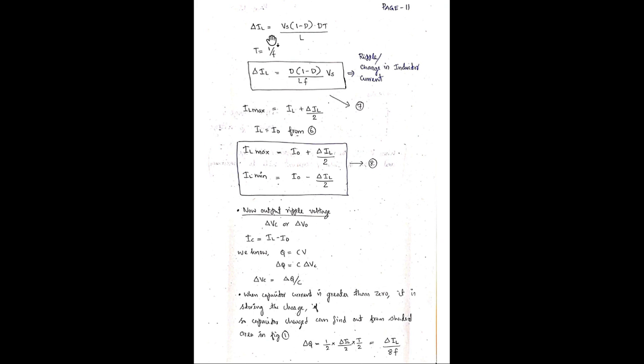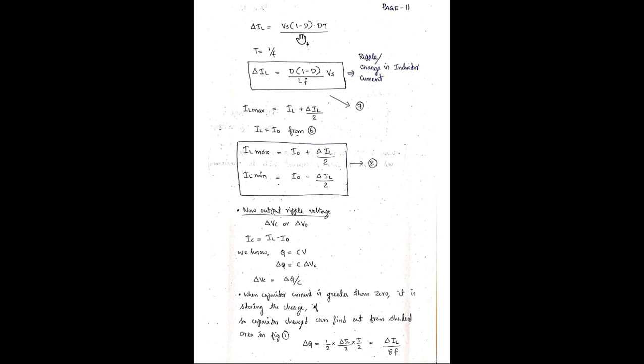And the on time is 0 to dT. So it can be written as L into del IL divided by dT, which is equal to Vs minus V0. Also, we have already seen V0 is equal to Vs into d. So substituting V0 equal to Vs into d, we get Vs minus d into Vs. Solving here, we will get del IL is equal to Vs into (1 minus d) divided by L into dT.